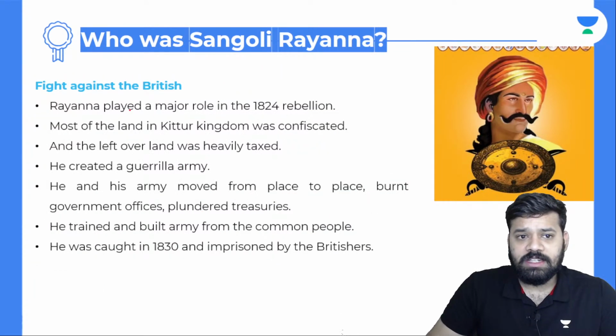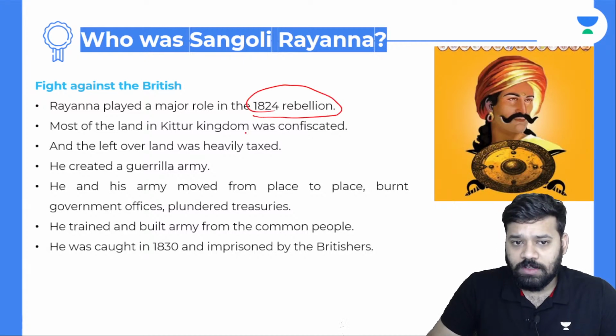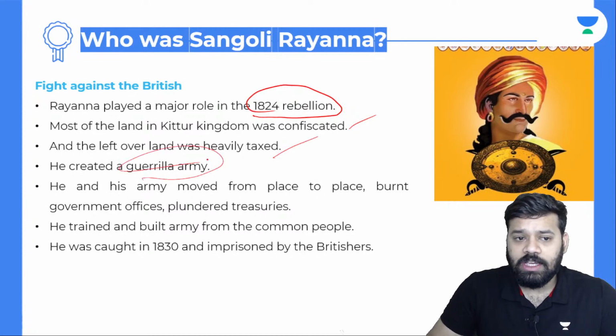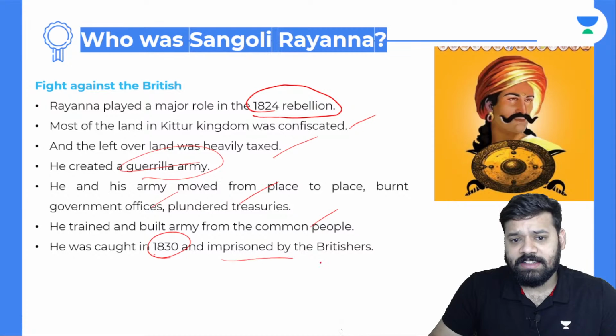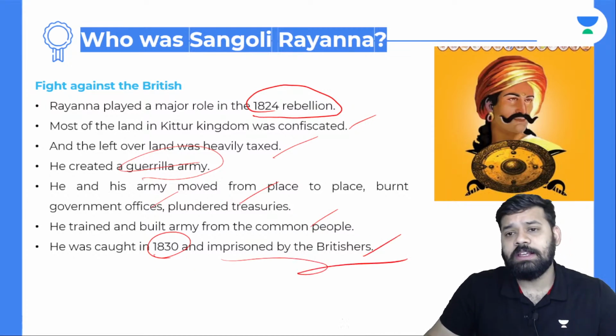In the fight against the British, Rayana played a major role in the 1824 rebellion. Most of the land in Kittur kingdom was confiscated, and the leftover land was heavily taxed. He created a guerrilla army. He and his army moved from place to place, burnt government offices, plundered treasuries. He trained and built an army from the common people. He was caught in 1830 and imprisoned by the Britishers. He was caught because he was betrayed by his own friends.